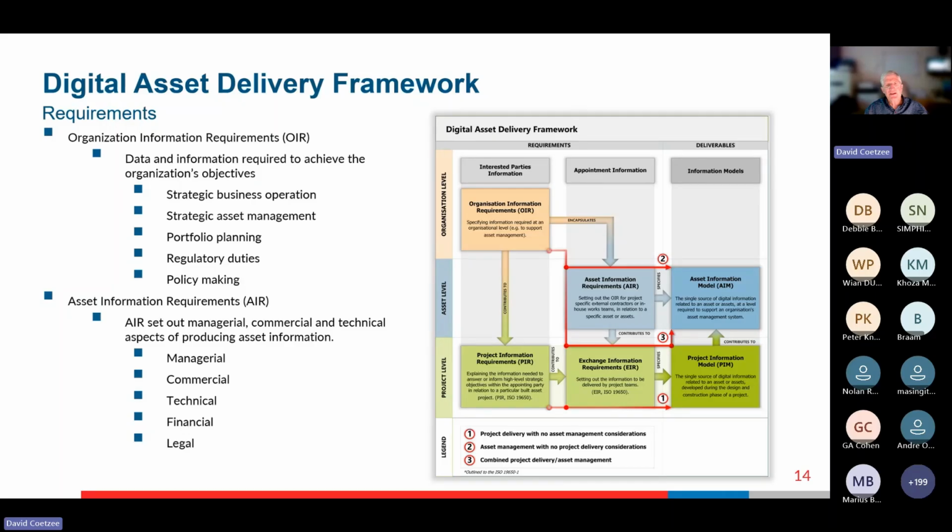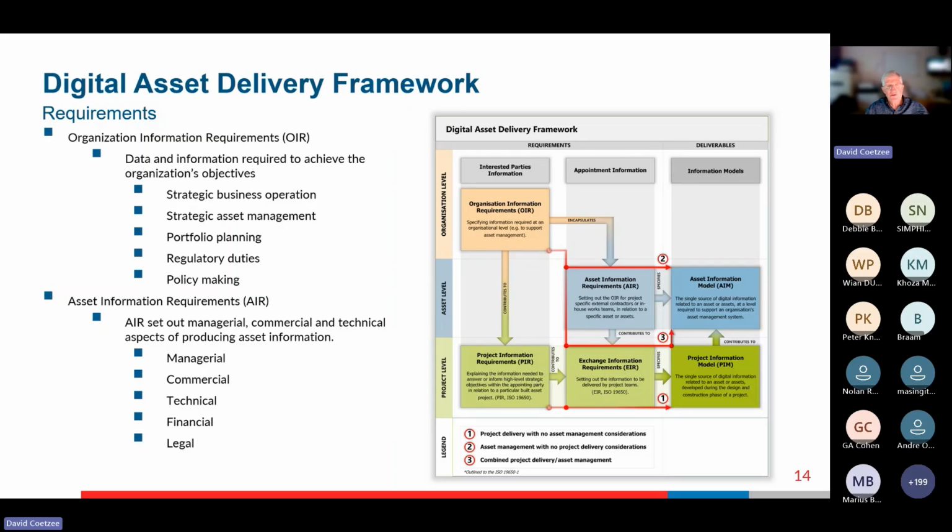This is very much an ISO 19650 document, but Han put this together for us. And this is very, very powerful because it shows what are the requirements, what are the deliverables, what is the organizational level, what is the asset level, what is the project level. And it's very interesting to look at these three items and the tracks that it goes through.